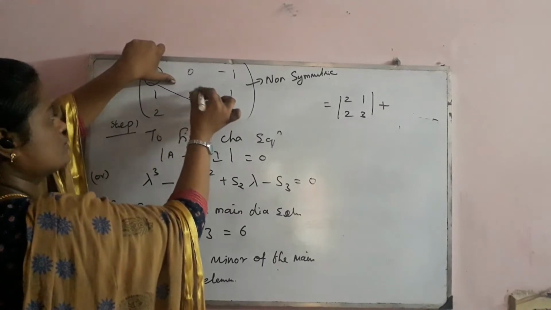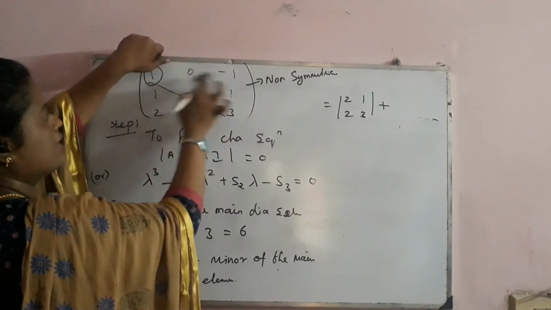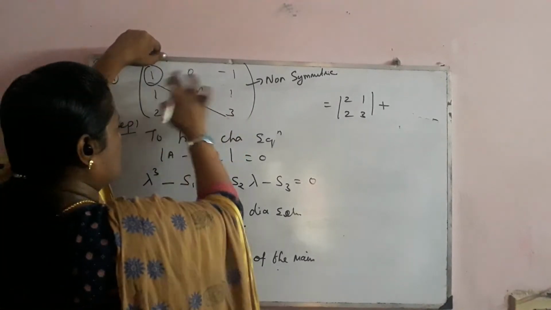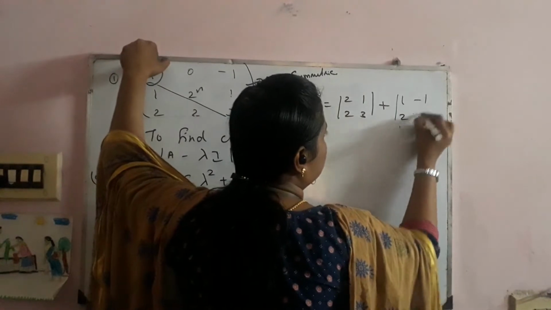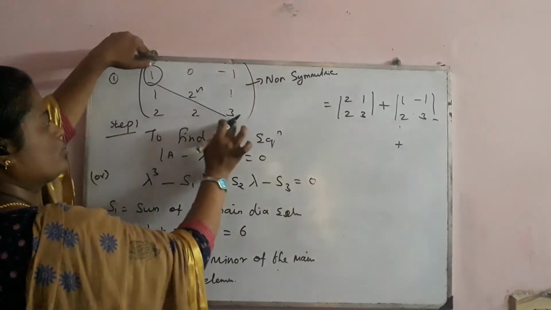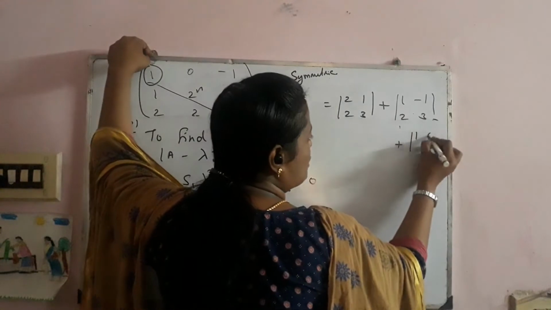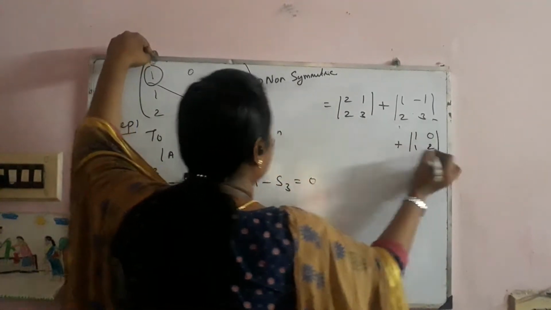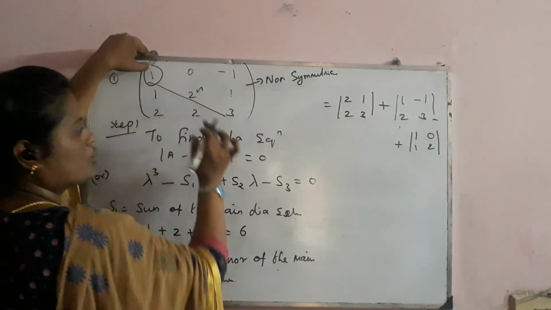Next you have to select this one. Leave the corresponding column, leave the corresponding row. The remaining value would be your minor. That is 1 minus 1, 2, 3. Plus the third minor, of 3: leave the corresponding row, leave the corresponding column, 1 0 1 2. Am I correct? Leave the corresponding row and column, 1 0 1 2.